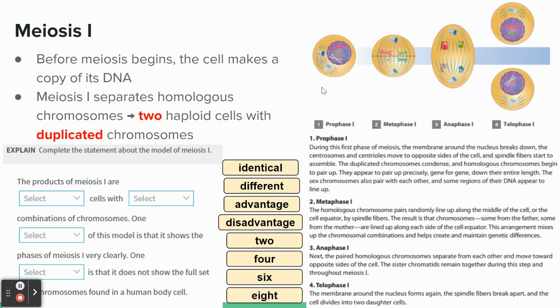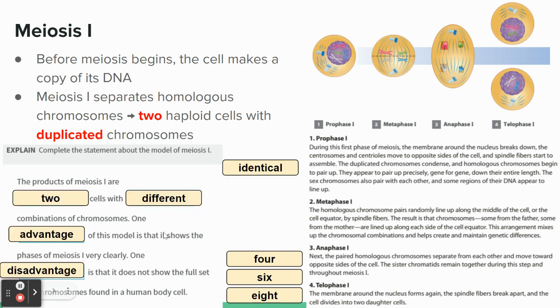children. Then we have anaphase 1, where they separate from each other, so the pairs go to either end of the cell, and the sister chromatids remain together during this step and throughout meiosis 1. Then we have telophase 1, where the cells split apart, and we get two daughter cells. Now, the products of meiosis 1 are two cells with different combinations of chromosomes. One advantage is that we see the phases of meiosis 1 very clearly. The disadvantage is that we do not show the full set of 46 chromosomes found in a human body cell.